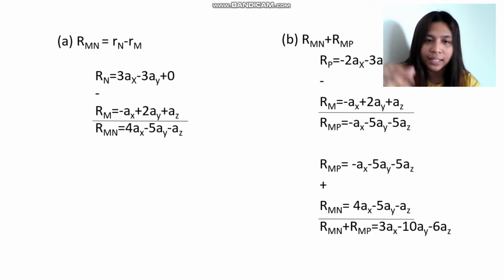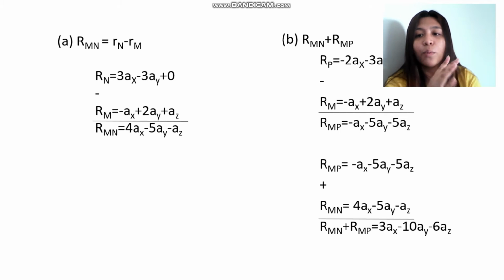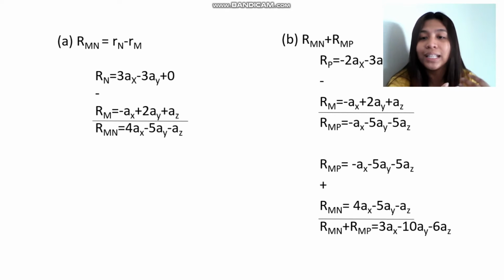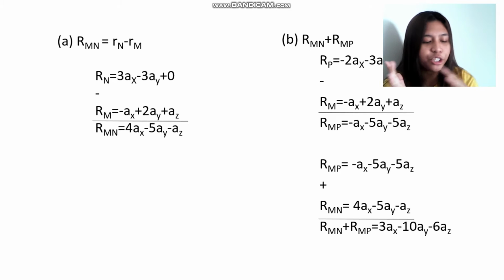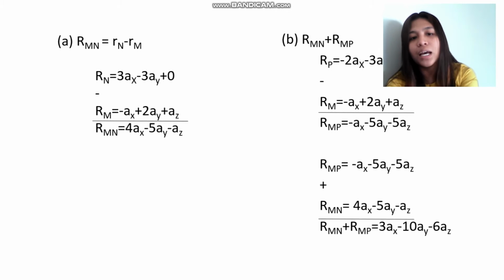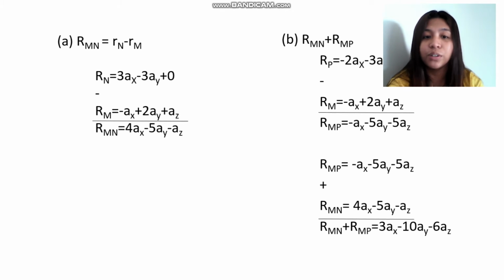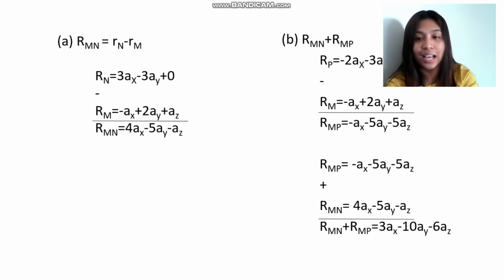So, okay, nagsimula tayo dito sa RMN. Using the points na 3, negative 3, and 0, para makuha natin yung RMN, makukuha natin siya through Rn minus Rm. Using the points na 3, negative 3, and 0, and then sa Rm, which is negative 1, 2, and 1, ima-minus natin yung Rn and Rm. Nakuha natin yung sagot na 4ax minus 5ay minus az, which means the points are 4, negative 5, and negative 1.